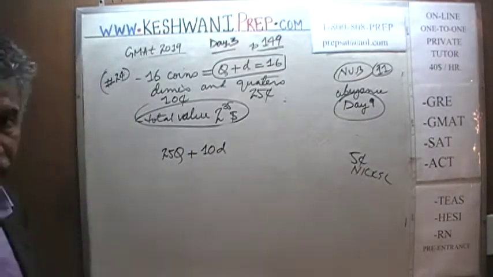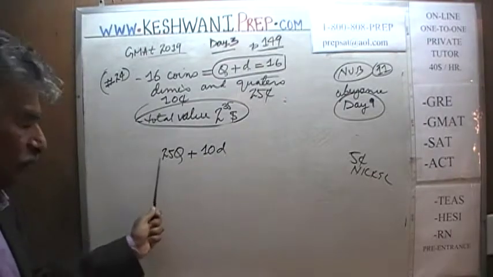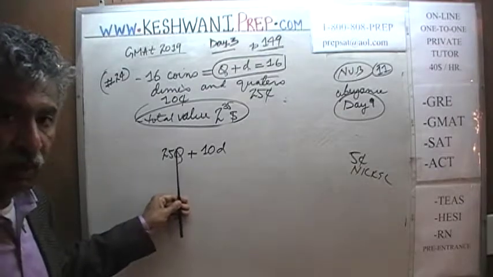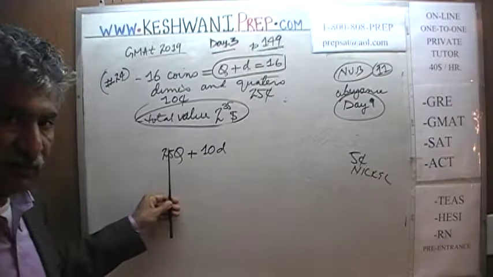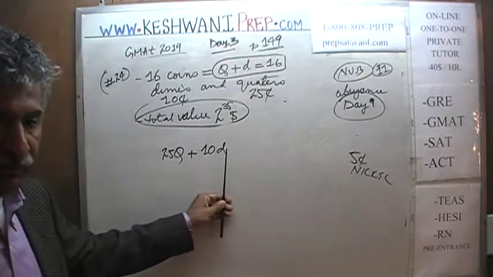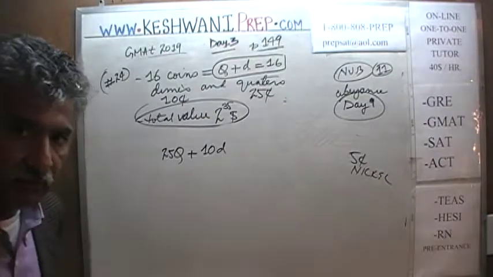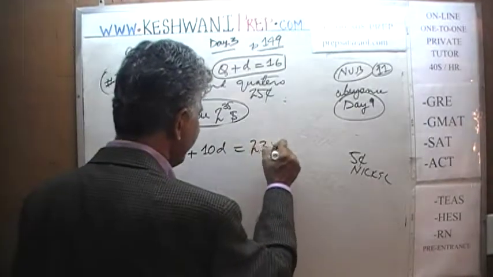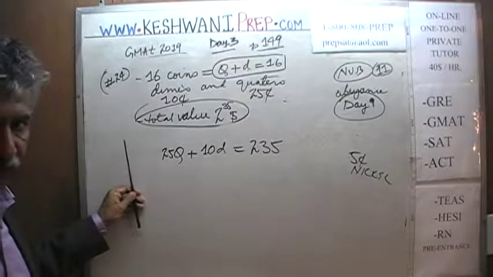This is how much money we have. This is expressed in terms of cents, not the dollars. How many cents do we have in quarters? 25 times q. However many quarters we have times 25, that's however many cents we have. How many cents do we have in dimes? Well, however many dimes we have times 10. That's however many cents we have in dimes. And that has to add up to 235. It is no longer 2.35 because we're expressing it in cents.